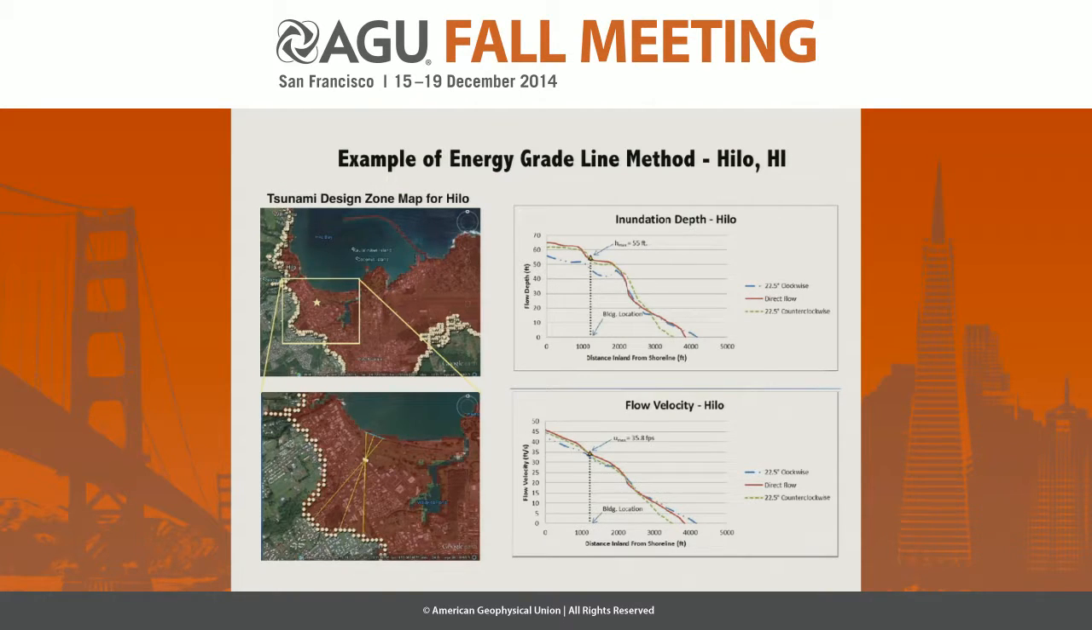So here's an example of how you use the energy line method, and you can take a structure. This is Hilo Bay in Big Island. The white box is the structure, so you take a transect normal to the shoreline and pass through the structure, and you take another two profiles plus or minus 22.5 degrees, and then you do an energy grade line method along these three profiles, and then you can come up with the design values for your flow depths and flow velocities.